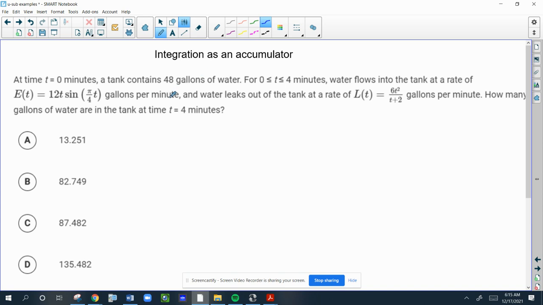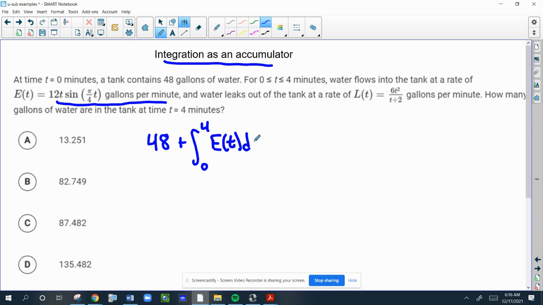So I'm going to set this up as one big equation. At time equals 0, there was 48 gallons. The rate at which it's entering the tank is this. If we want the total amount that entered over the first 4 minutes, we need to integrate the rate. That's how integration serves as an accumulator. So we're going to integrate that. So that's the total amount that would enter the tank from 0 to 4.